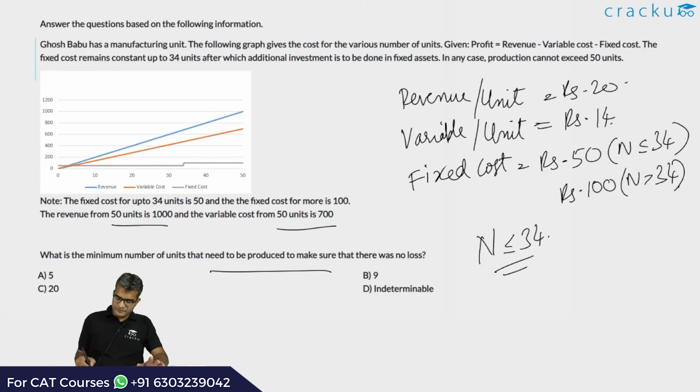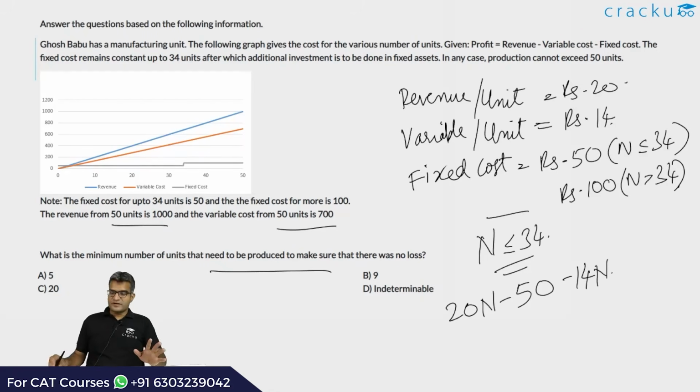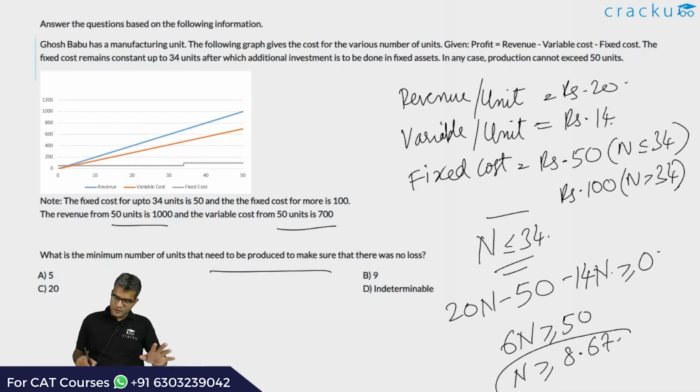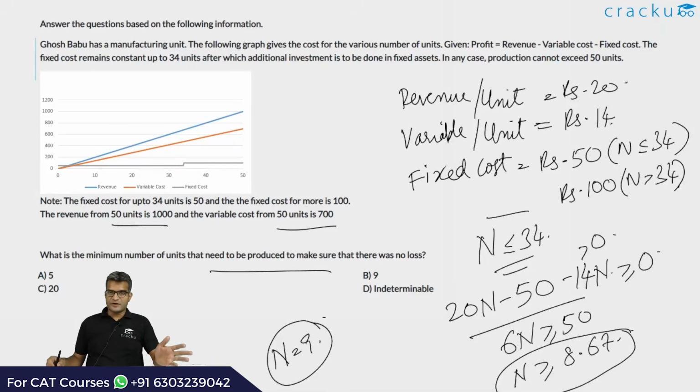Then what is the total profit? The total profit is the revenue, which is 20n, minus the fixed cost, which is 50, because here we assume that n is less than 34, minus the variable cost, which is 14n. This is the profit. We want this to be greater than or equal to 0. Or we want 6n to be greater than or equal to 50, or we want n to be greater than or equal to 8.67. So essentially, if the number of units produced is equal to 9, this profit is greater than 0. Therefore, there will not be a loss. So the minimum number of units that should be produced is option B.